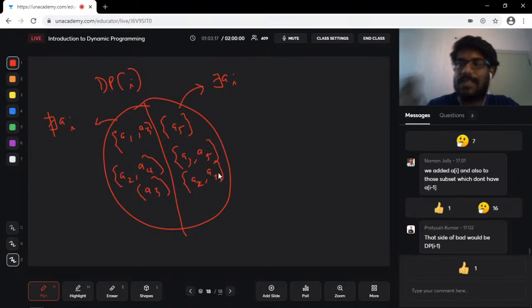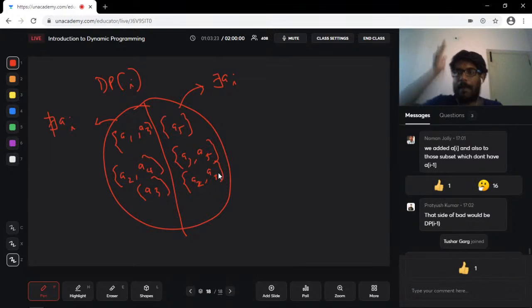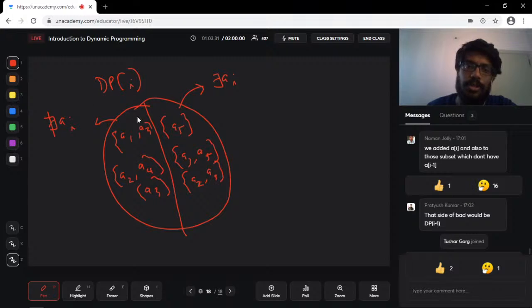Any valid subset which has an a5 in it will be put into the second bag, right? So now do you see that these two bags partition the large bag into two halves: things which don't contain ai, and things which contain ai. Now consider this smaller bag, the first half, things which don't contain ai.